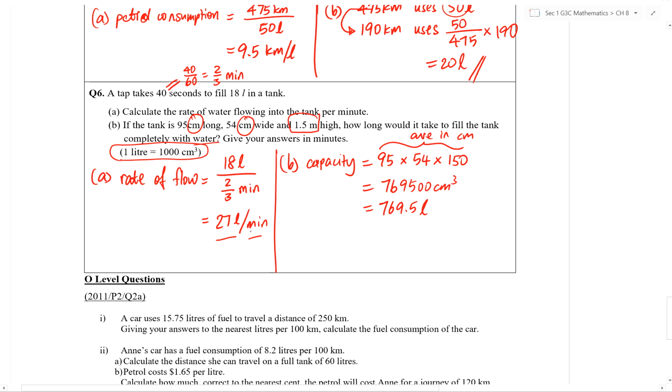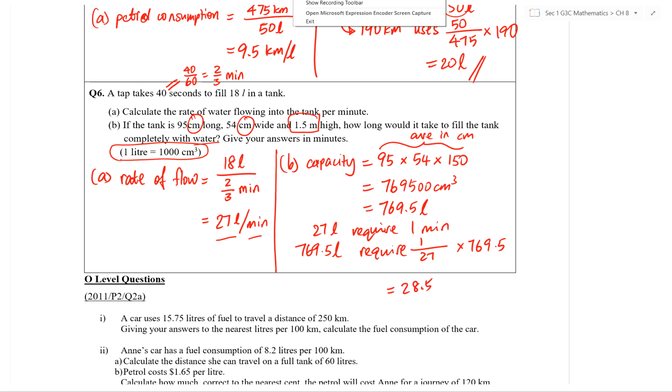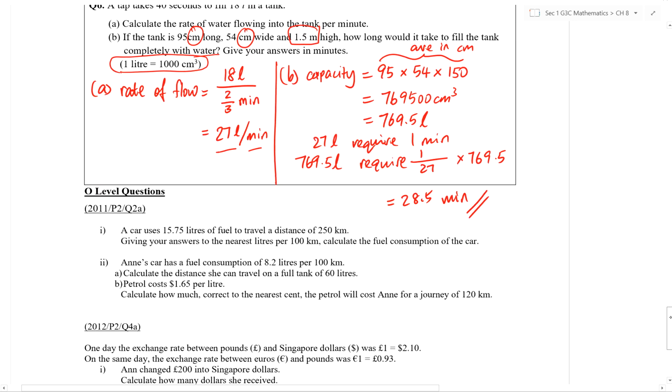So 27 liters require 1 minute. What about a larger volume, 769.5 liters? It will now require 1 over 27 times 769.5. And our answer will be in terms of minutes. So here it works out to be 28.5 minutes. Please remember to write down your units.